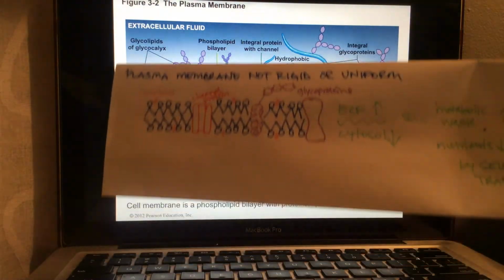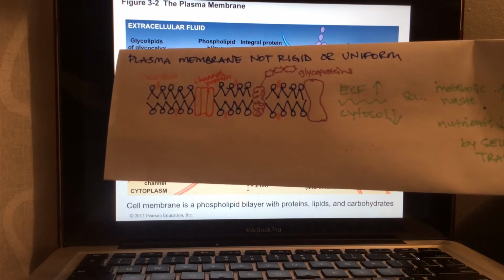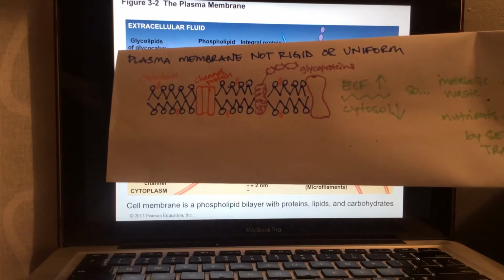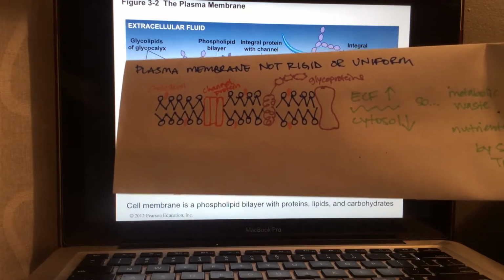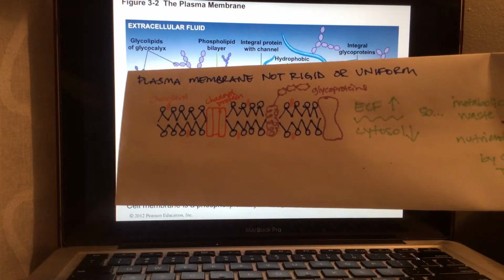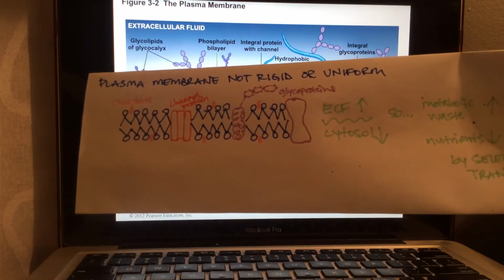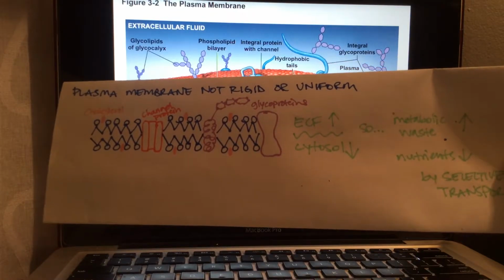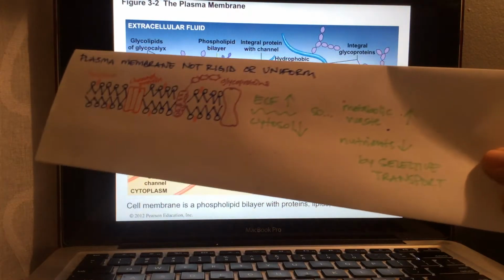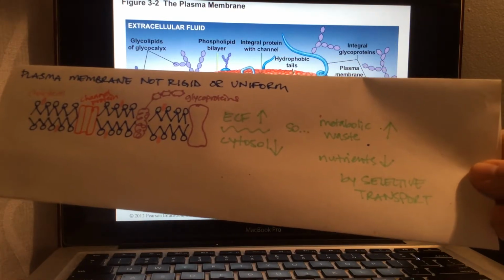So when we look at this, remember that the plasma membrane is not rigid or uniform, and again it has the phospholipid, the phosphate heads going to the outside, more hydrophilic, where the tails are meeting inward towards each other, bilayer, and those are the hydrophobic tails. So the extracellular fluid is on the outside and the cytosol is on the inside. So metabolic waste can go out, but the nutrients stay in by selective transport.